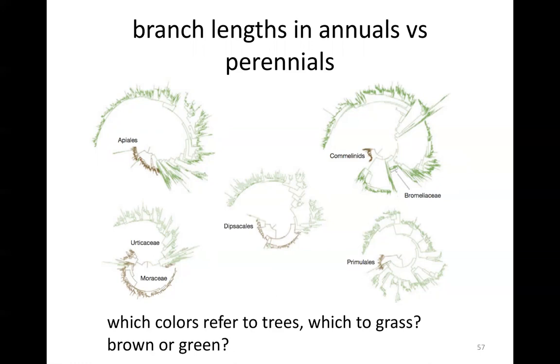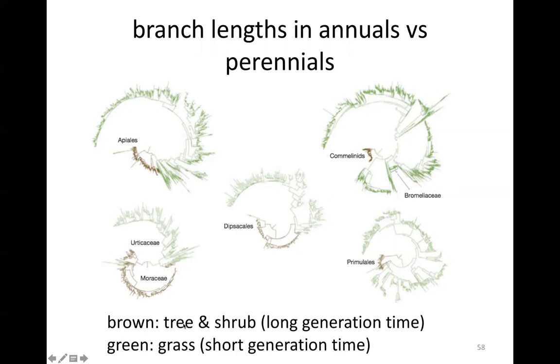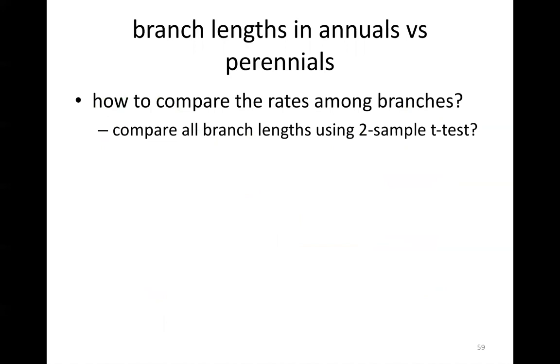Which ones have shorter generation time and which ones would be evolving faster? Grass obviously have shorter generation time and they would be evolving faster, and the ones which evolve faster will have longer branches, right? And which ones have long branches here? The green ones, right? So grass must be represented by green, and tree and shrub, apparently, will be represented by the brown ones. So by studying a tree, you can already infer things about the biology of the species represented.